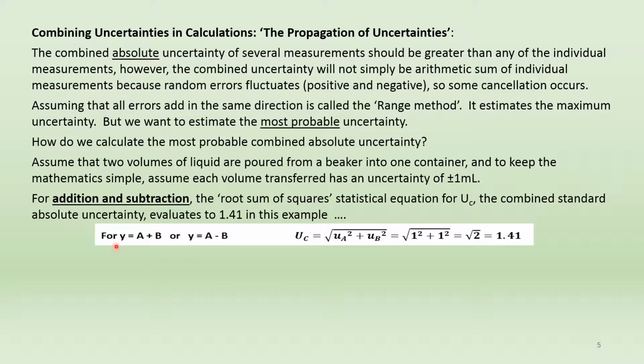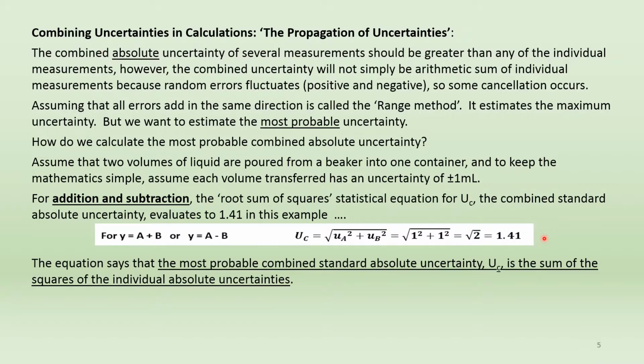So here for operations of addition or subtraction, the result y, the combined standard absolute uncertainty of the result will be equal to the root of the sum of the squares of the individual uncertainties. And we said the individual standard uncertainties were plus or minus 1, so we simply square them and add. We get the root of 2, which is 1.41 in this case.